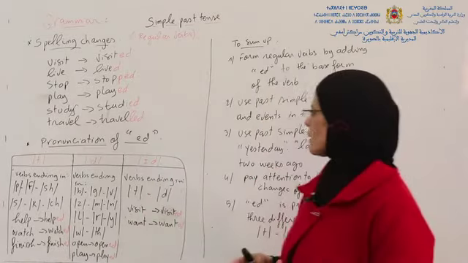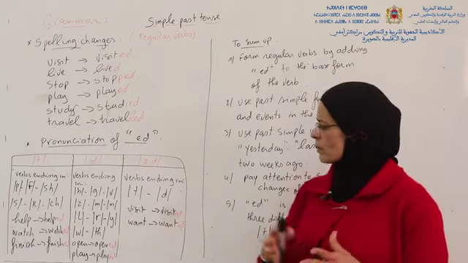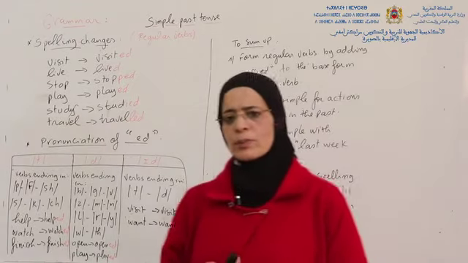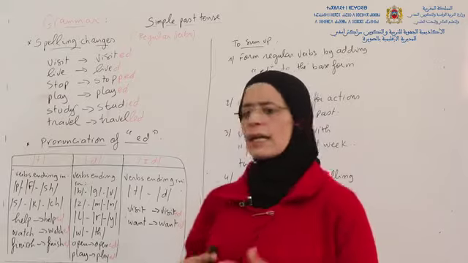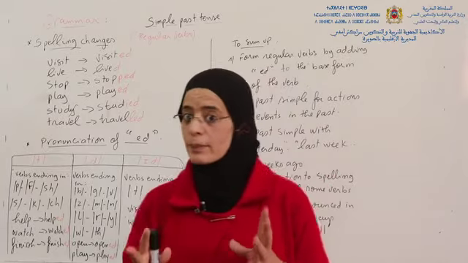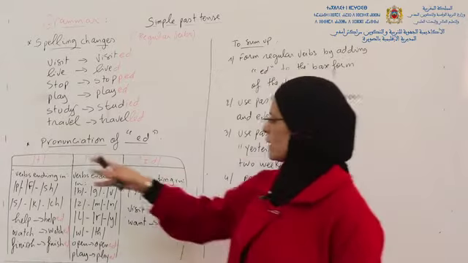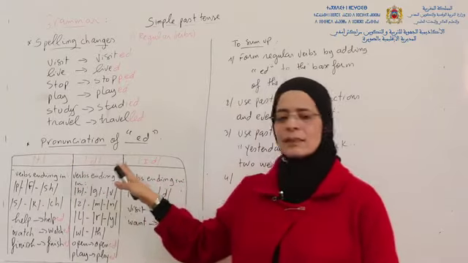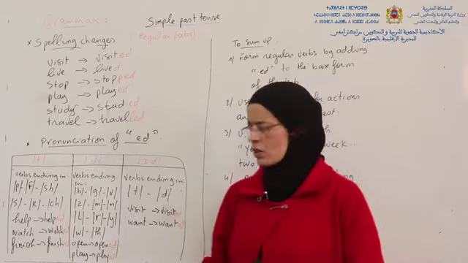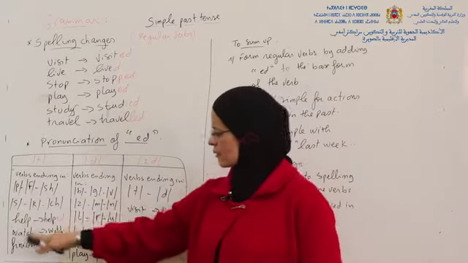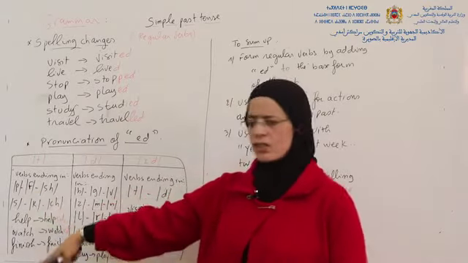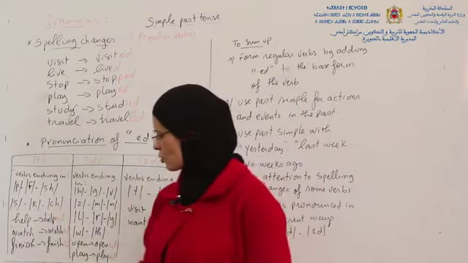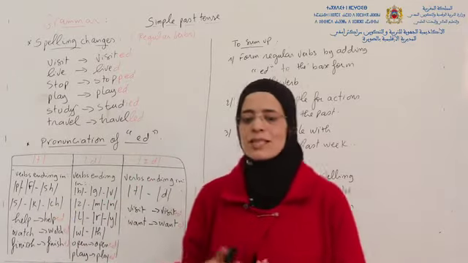Now, the last thing we should pay attention to is pronunciation. Pronunciation of ed. How do we pronounce ed of some verbs? We have three ways here: the sound t, the sound d, and id. So with verbs ending in these letters, p, f, sh, s, k, ch, we pronounce ed with the sound t.